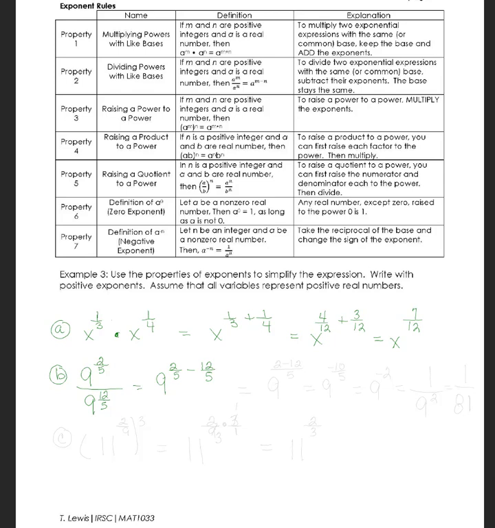Keep the base, write it down. With the exponents, you're keeping your base the same. If the bases are different, we can't do anything to the exponents. Because the rule says the bases have to be the same in order for you to add or subtract them. Okay? All right.